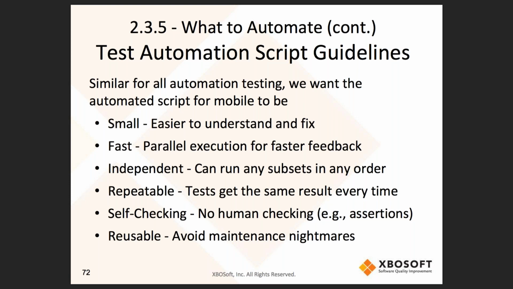Self-checking, no human checking, assertions, in other words, checking for boundary conditions to flag a test that might be providing less than desirable results. So you don't have to do that physically or go in and look. There should be an immediate report on that. And then make the test reusable, so that if there's a particular function in one test that can be used for another, make it modular.